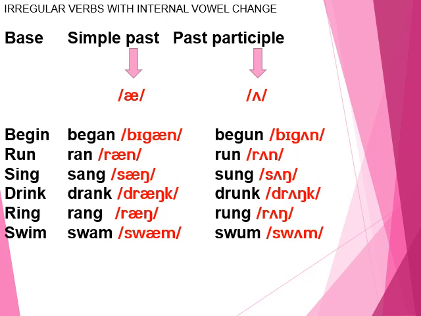These are just examples, but all the verbs that have this internal vowel change follow the same rule. The simple past with the A will be pronounced with front A, and the past participle will be pronounced with the central A because it corresponds to the U letter.